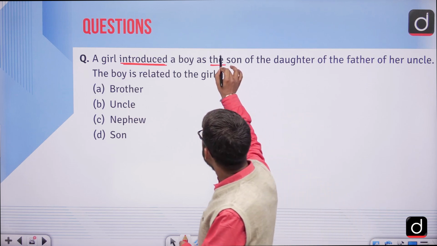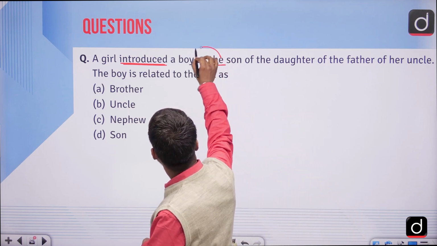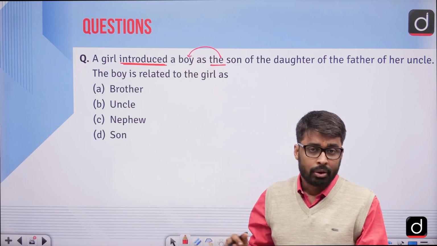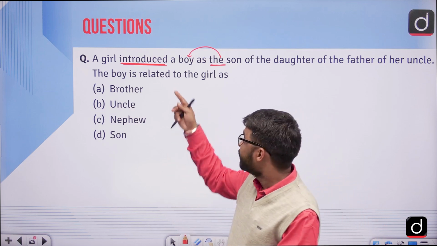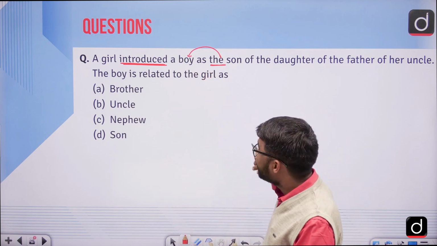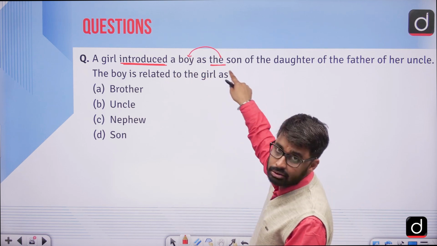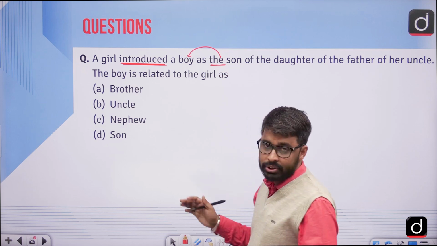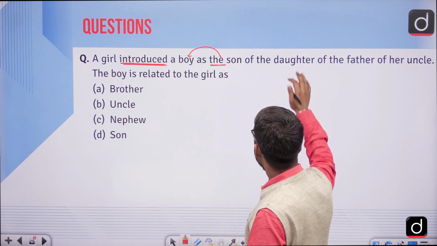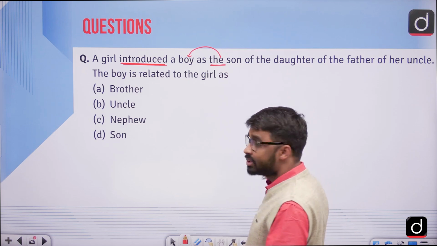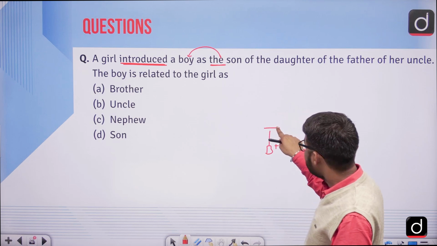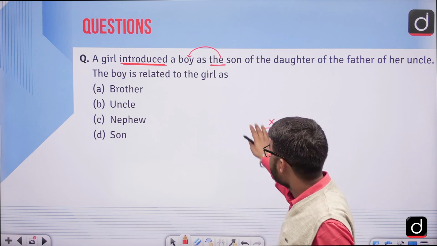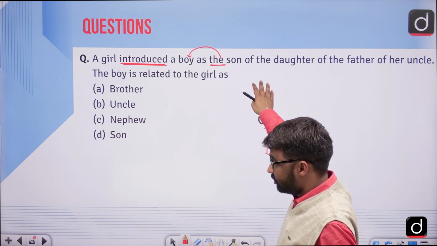Now the is always going to point towards the person who was introduced. Here the boy was introduced. So now the boy is the son, right? The boy is the son. So this boy is somebody's son. Obviously he's a boy, so he would be son. Son of the daughter. Let's say this boy is X's son, because my question is saying the boy is the son.